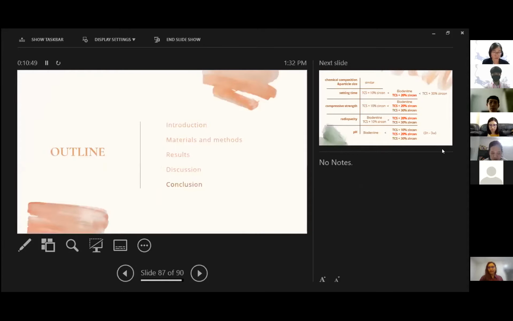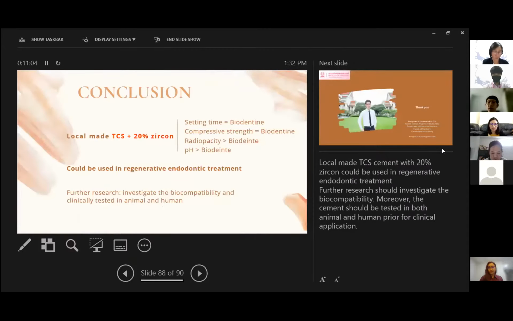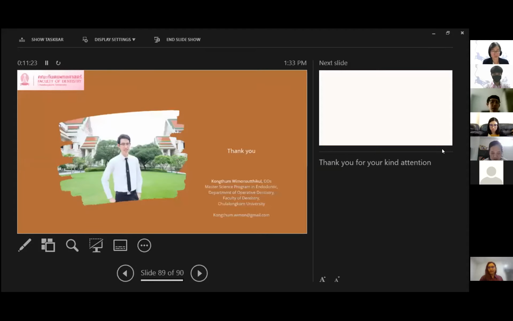Conclusion. This is a summary of my results. Tricalcium silicate cement with 20% zircon showed similar or even better physical properties compared with Biodentine. So, local-made tricalcium silicate cement with 20% zircon could be used in regenerative endodontic treatment. Further research should investigate the biocompatibility. Moreover, the cement should be tested in both animals and humans prior to clinical application. Thank you for your kind attention.